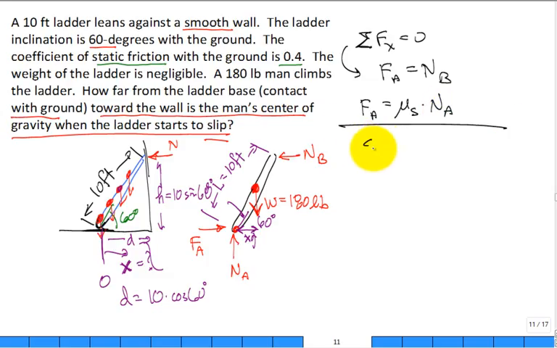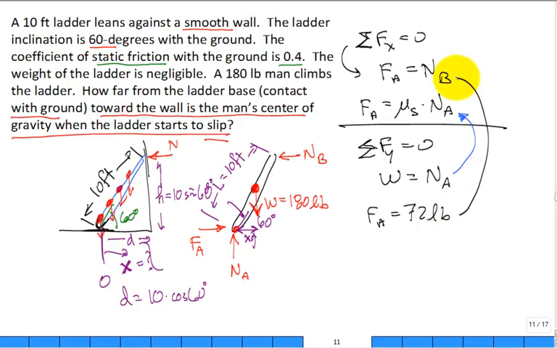But you also had the sum of the forces in the Y equal to 0. And what does that give us? That the weight of the man on the ladder is equal to the normal at the ground. So we can then use that to substitute here. And you find that F of A is equal to 180 times 0.4, 72 pounds, which then gives you N sub B is equal to 72 pounds.